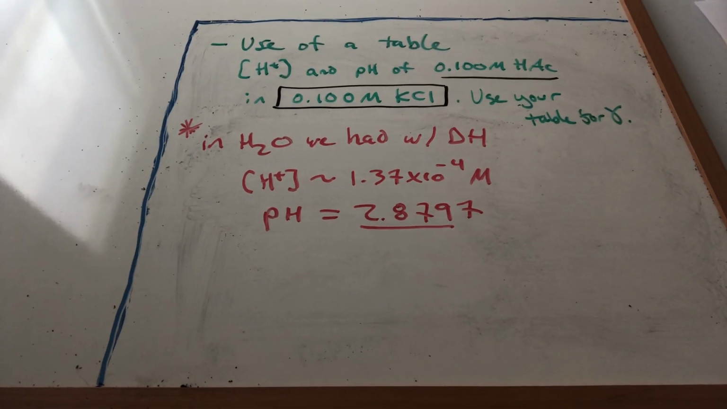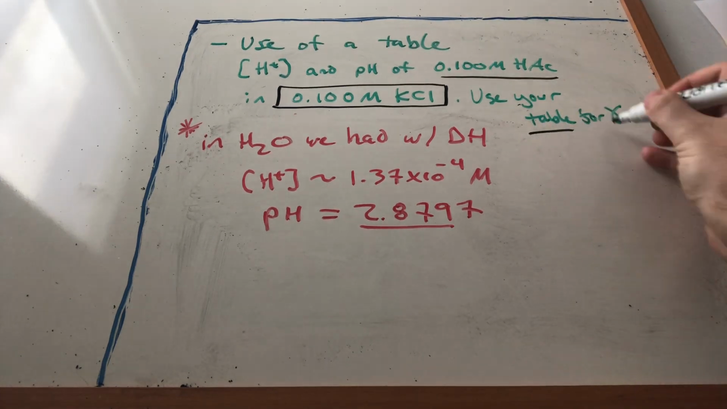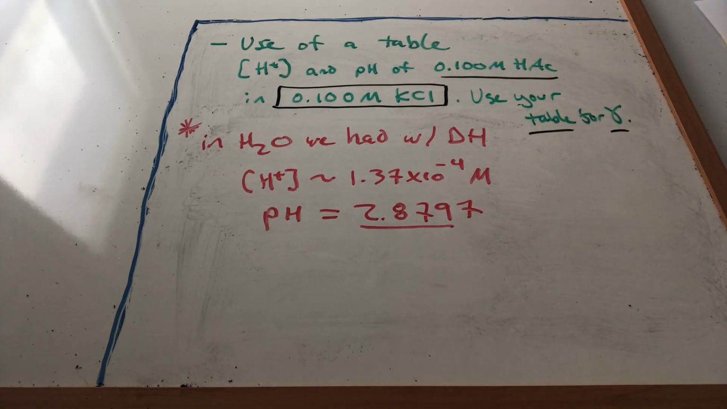So we're going to do a couple more examples together. Now focusing in on not using Debye-Huckel theory, but focusing in on using tables of activity coefficients to be able to make some approximations for what the behavior of ions in solution are when we actually consider activities instead of just concentrations.